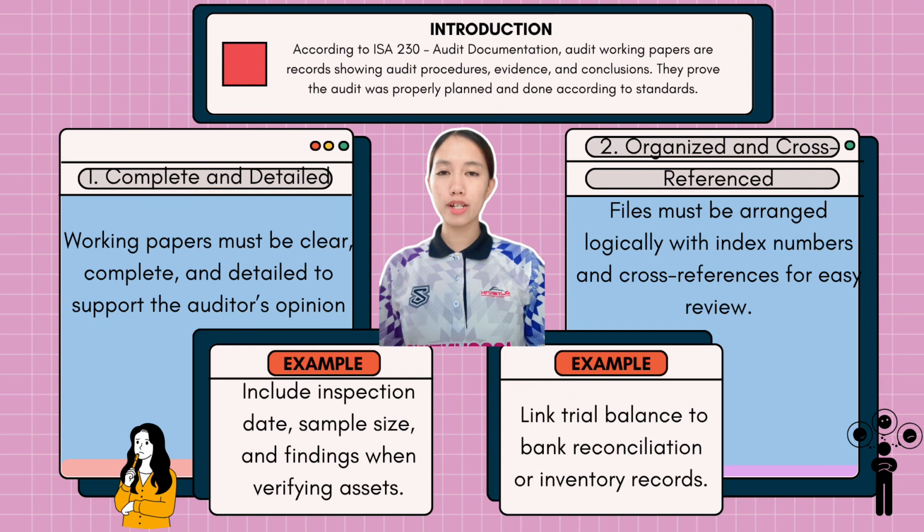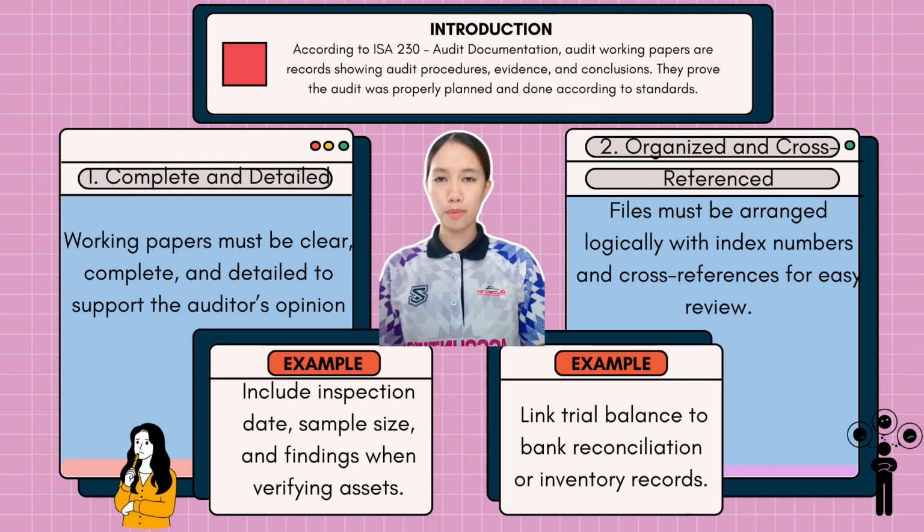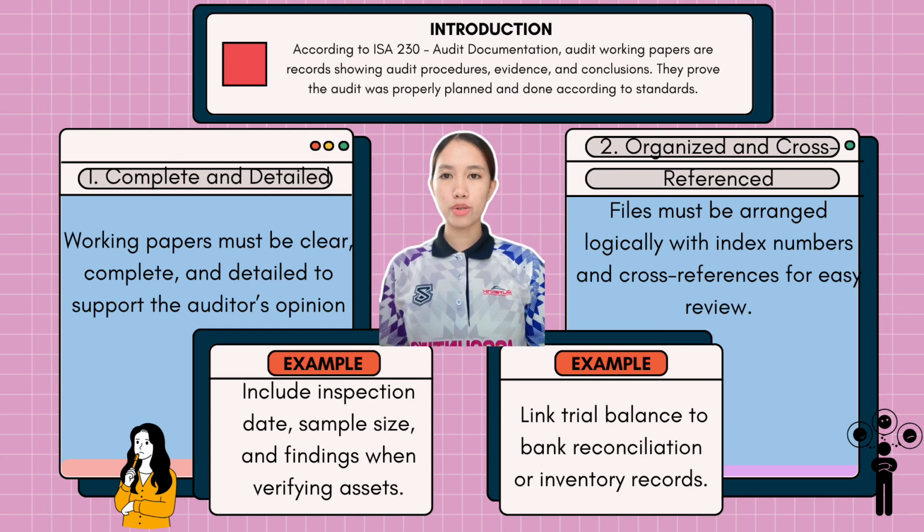Number 2. Properly organized and cross-referenced. Working papers should be systematically arranged and logically presented. Each document must have a unique index number and be cross-referenced to related information. This ensures that audit evidence is easy to trace and review. Example, a trial balance is cross-referenced with bank reconciliation or inventory schedule for quick verification.